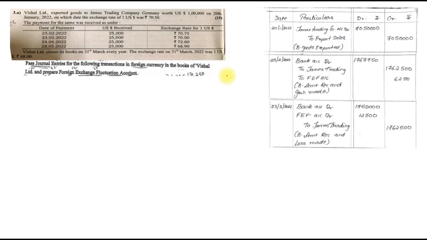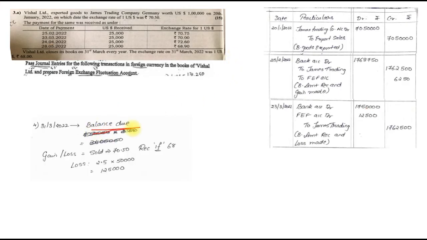Now for the fourth entry, if you look carefully, it is given 24th April. Now April comes after 31st March, so that is for the next year. In order to solve that, first what we have to do is on 31st March, we need to find what is the balance due, and on that balance due, what is the gain or loss we have made. Remember, $50,000 is pending, which you are going to get in the next year. Again, you had sold it at 70.5, and if you would have received that amount on 31st March itself, you would have received it at the rate of 68, because 31st March's rate is 68. So there's going to be a loss of 2.5 as on 31st March into 50,000.